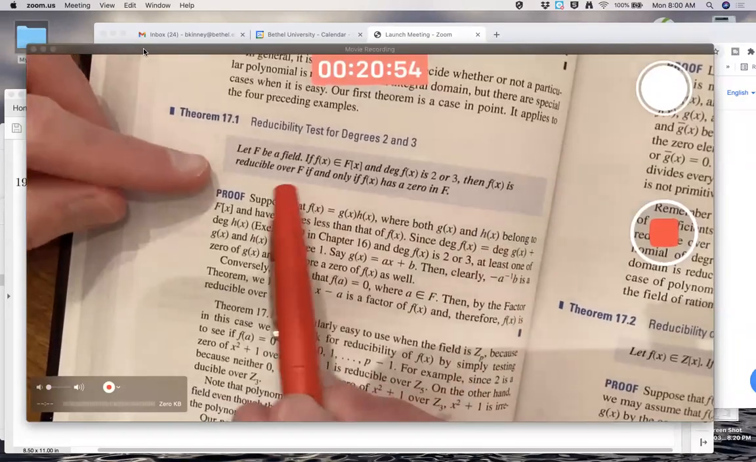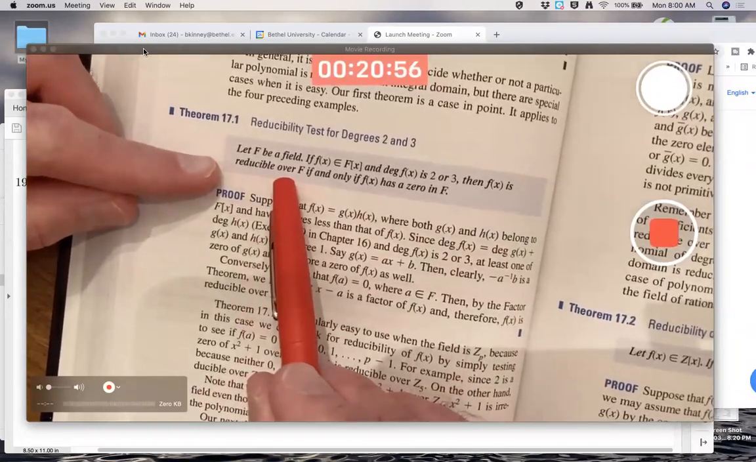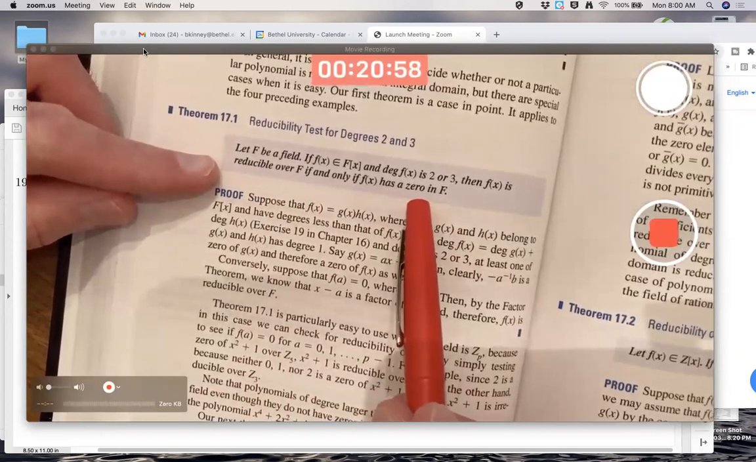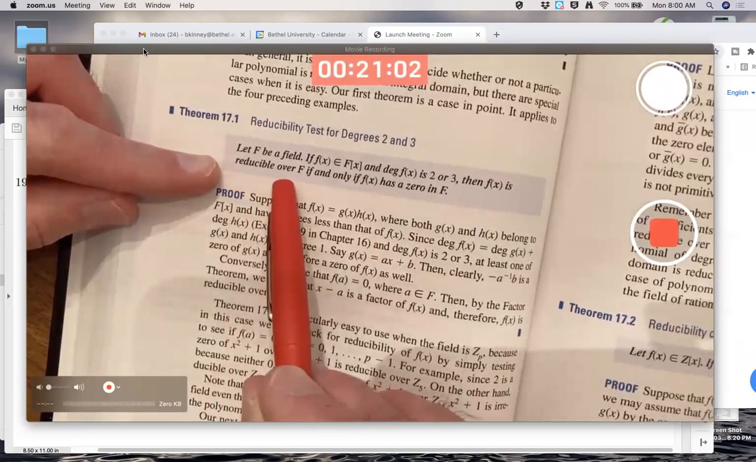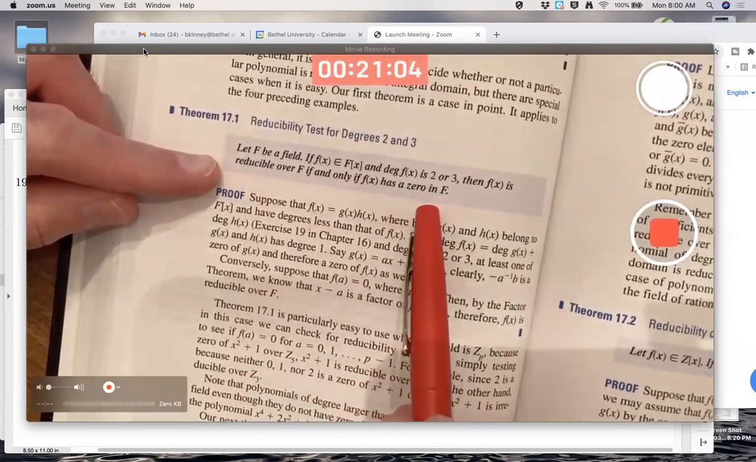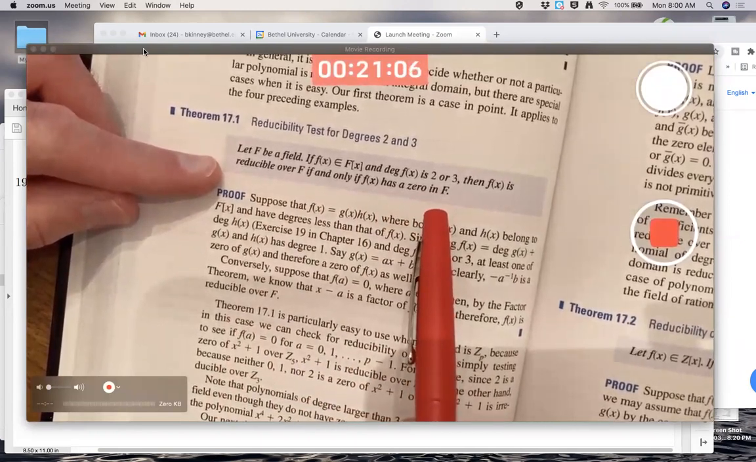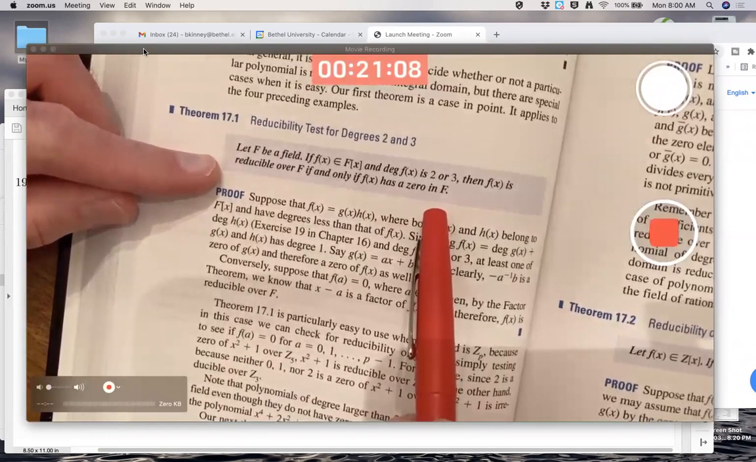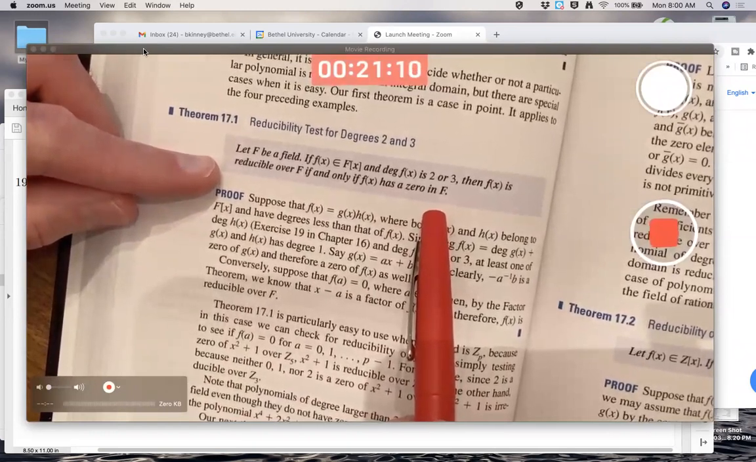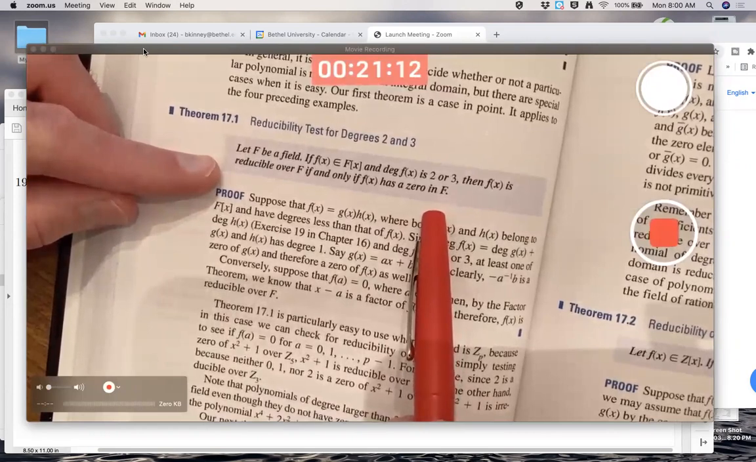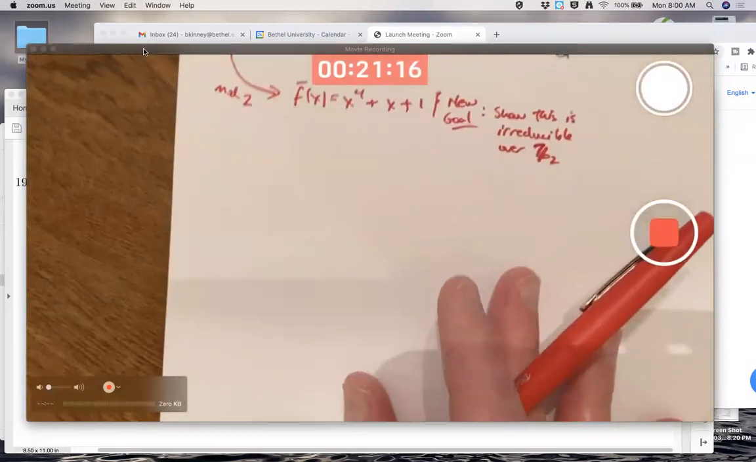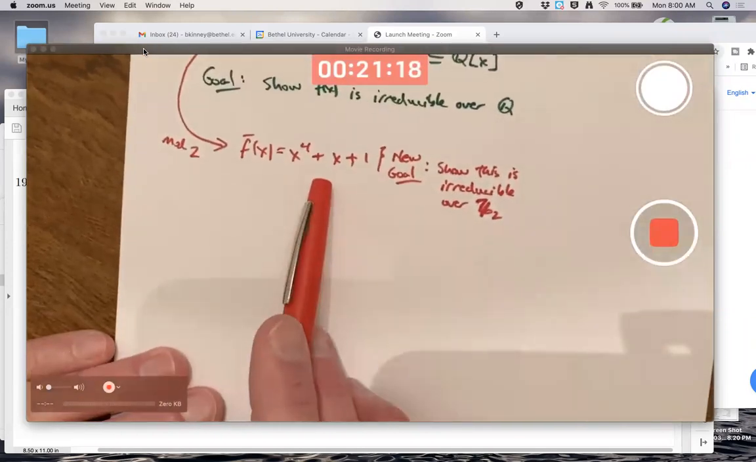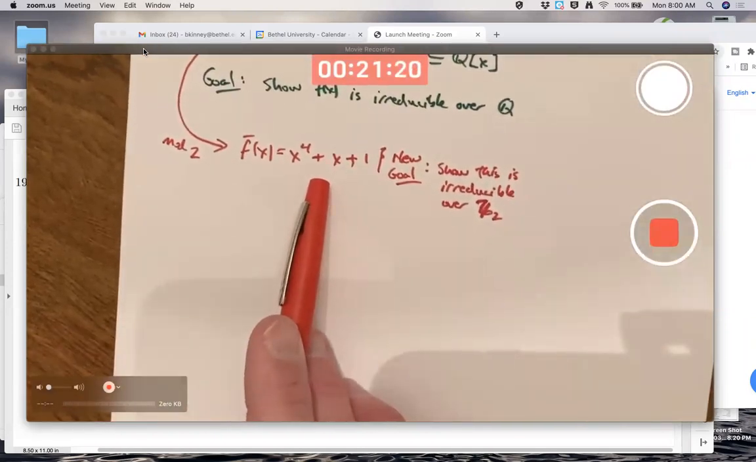Say that again. It's reducible over F if and only if it's got a 0 in F. You could also say it's irreducible over F if and only if it does not have a 0 in F. So this is a pretty nice test to see if a degree 2 or 3 polynomial is reducible or not. However, that doesn't seem to apply here because we don't have a degree 2 or 3, we've got a degree 4.